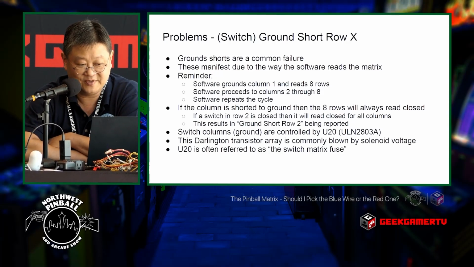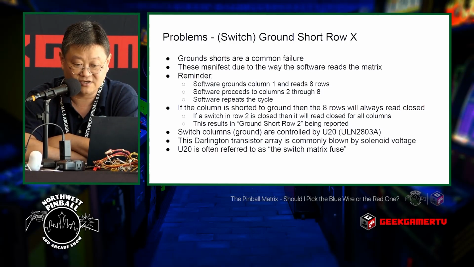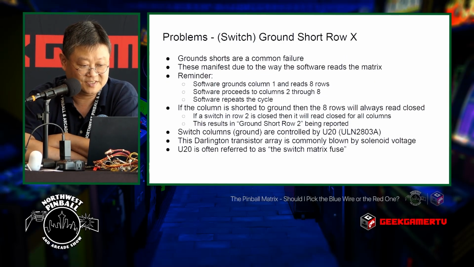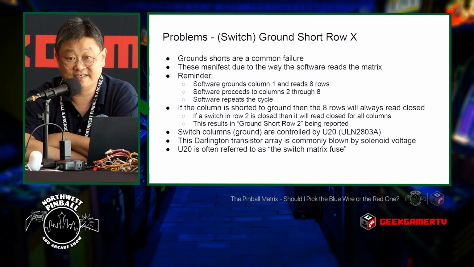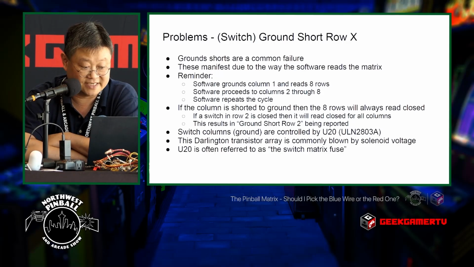So again, the software grounds column 1 and reads 8 rows. It proceeds through columns 2 through 8, and it repeats the cycle. If the column is shorted to ground, then the 8 rows will always read closed. I'll get into the details of this in just a little bit, but I'll keep reading through this slide. In this example, when the switch in row 2 is closed, it will report as closed for every row if there is a failure in the grounding mechanism.